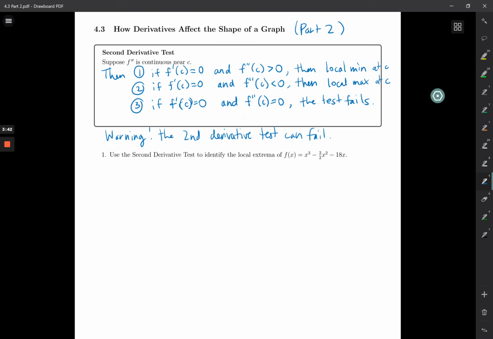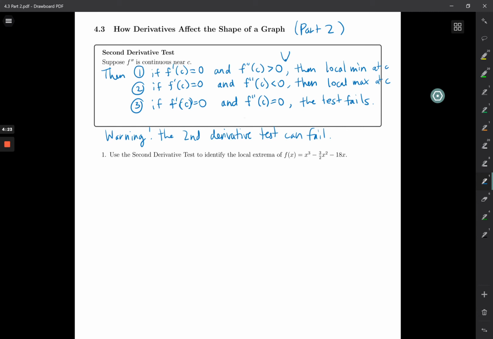But first, to help myself remember the second derivative test, I like to picture this. In the first case, if the second derivative is greater than 0, that means that the function is concave up at that point, right? So we get something that looks like a U, and it says we get a local min at c, which makes sense because it would be the bottom of that U.